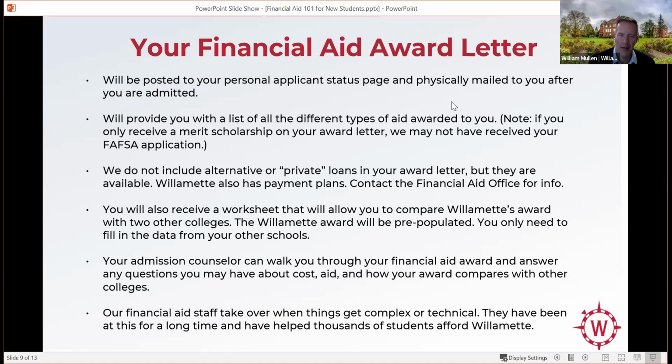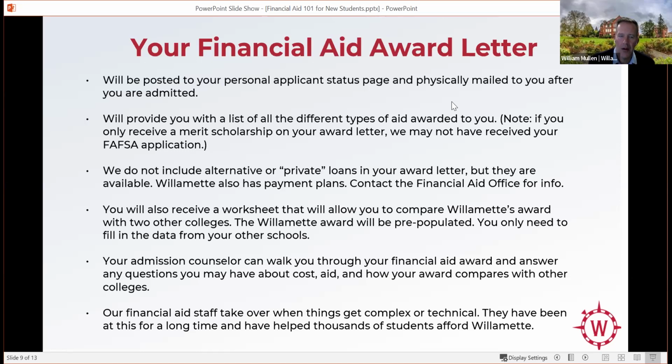In some instances, it could be very helpful for students and families, so we make it available to them, but you need to contact the financial aid office if you would like to apply for a private loan or Parent Plus loan. Willamette also has payment plans as well. So if you've got a particular bill for tuition and room and board, and you want to pay it over a series of months, we allow you to do that as well.